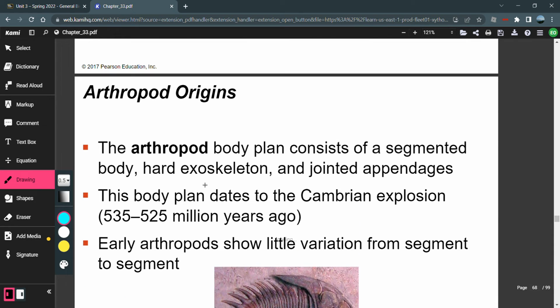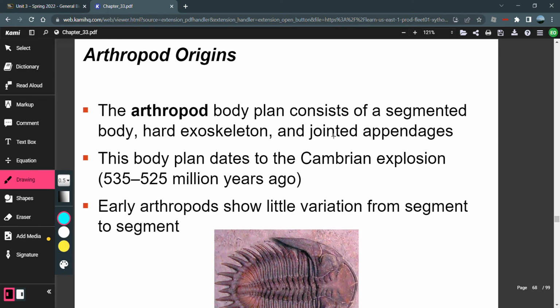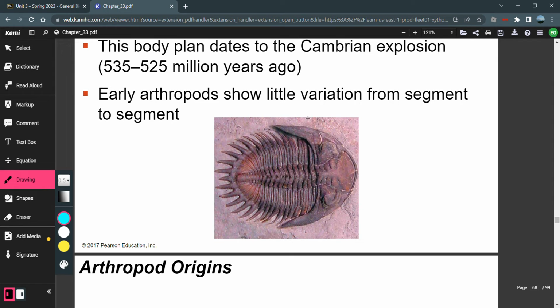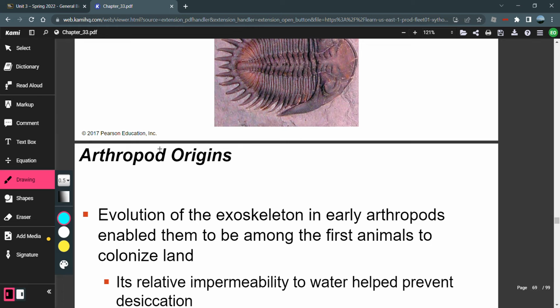So where did these arthropods come from? Well, their body plan dates to the Cambrian explosion. They have a segmented body, a hard exoskeleton, and jointed appendages. Early arthropods show little variation from segment to segment.